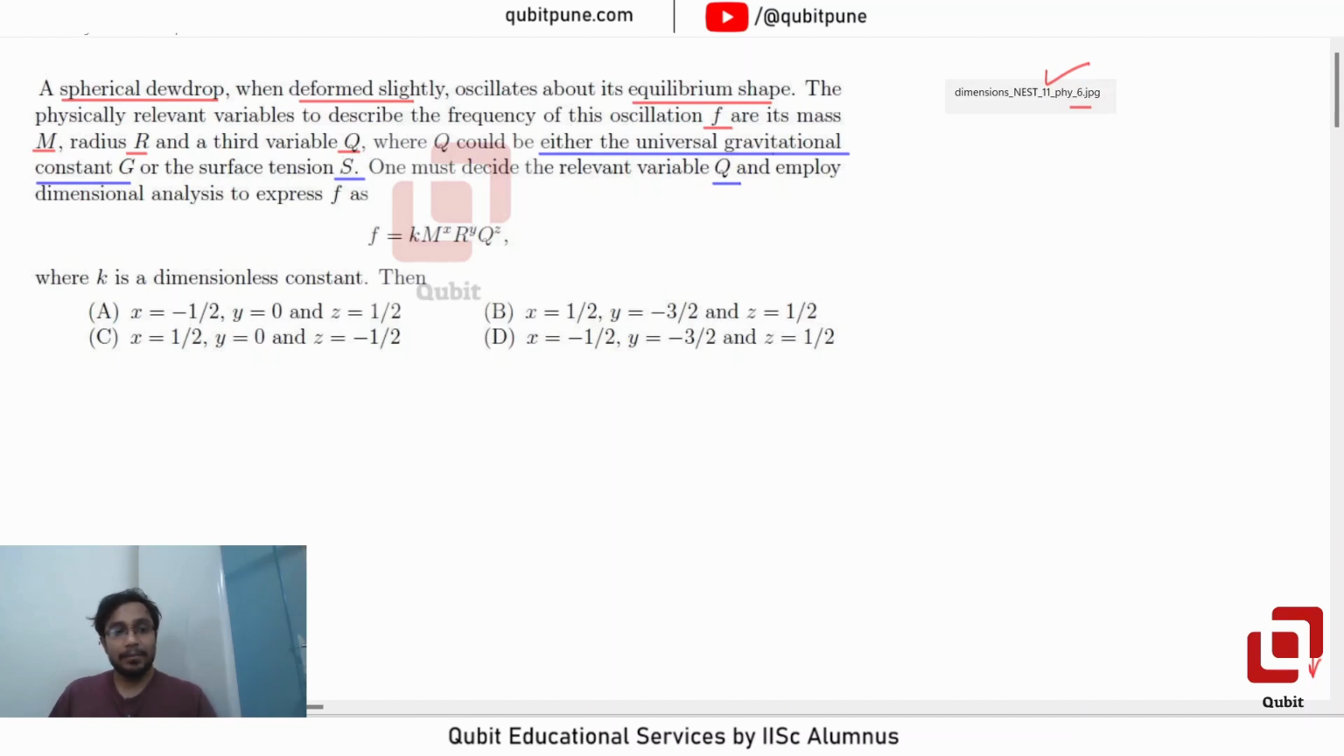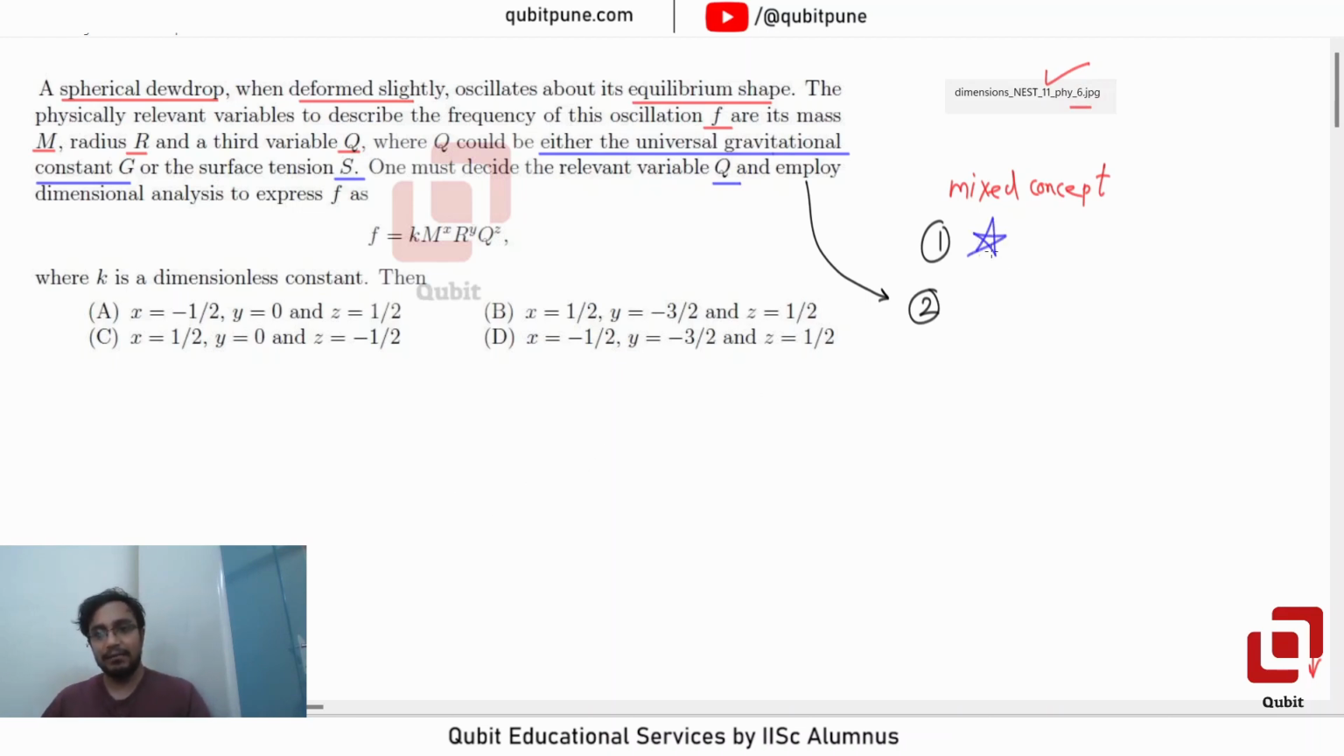Now I called it a mixed concept MCQ because there are two stages here. Most of us will be able to get the second stage very easily, and that is employing the dimensional analysis. But how to decide whether it is the surface tension S or the universal gravitational constant G on which the frequency depends? We still don't know that, and that is why I've called it mixed concept.